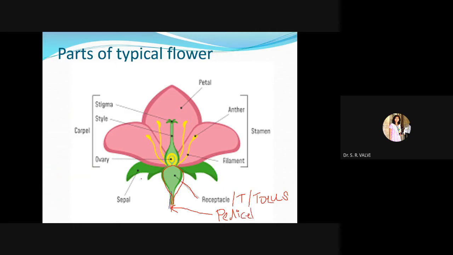Now come to the next part, that is sepals. Every green portion present at the base of the flower is nothing but sepals. Sepals aggregated together form the structure called calyx. After that you will see here the central portion. The first one is stigma, the central portion is style, and then ovary. Altogether we call it the carpel, or it is also called the pistil. So please do remember these names, carpel and pistil.